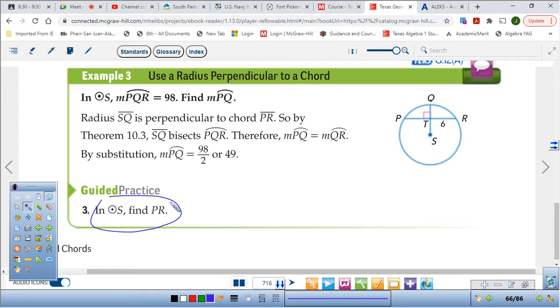Okay. Now let's try in circle S. Copy that down real quick. Find PR. How does that make sense? Do you see what PR is? I don't see PR. Oh, they give me information here. Okay, you need to use that 6.